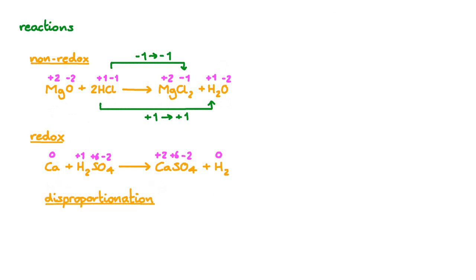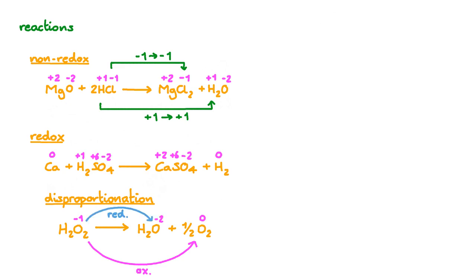There's also a special type of redox reaction called a disproportionation. In a disproportionation reaction, we see a single substance undergo reduction and oxidation simultaneously. When hydrogen peroxide degrades, one of the oxygens goes from an oxidation state of negative 1 to an oxidation state of 0, so it's oxidized, while the other one is reduced, going from an oxidation state of negative 1 to an oxidation state of negative 2. Reduction and oxidation are occurring simultaneously to the same chemical.